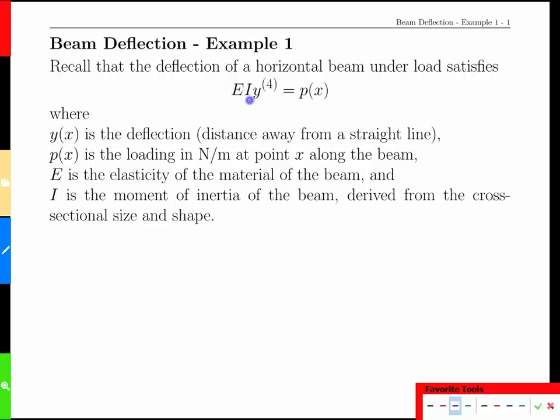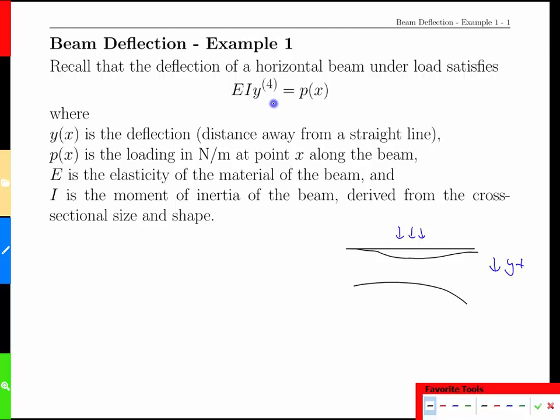In this example, we're going to consider the deflection of a horizontal beam. The idea is if you have a beam, usually starting off flat, define y as a positive direction downwards. When you apply a load to that beam, it will change shape. And depending on how it's supported, it may just bend in the middle, or it may bend downwards if it's only supported at one end.